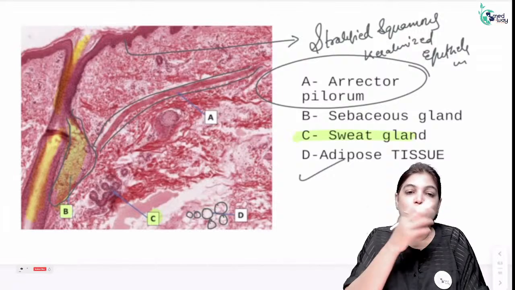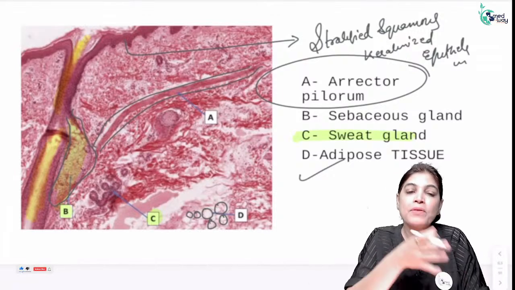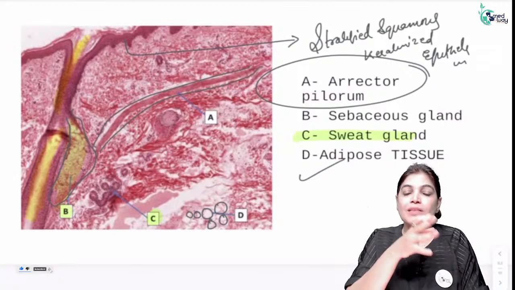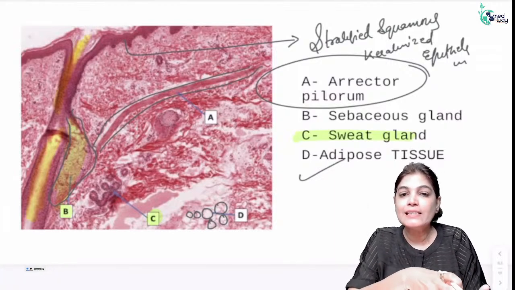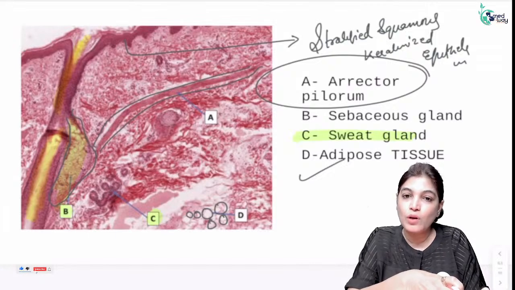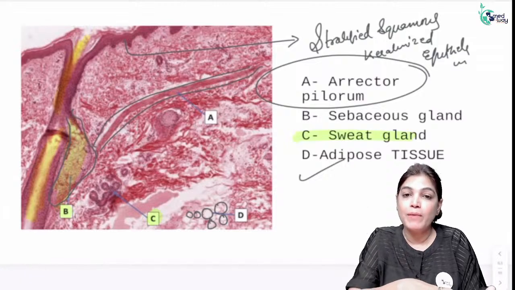So here A is arrector pili, B is sebaceous gland, C is sweat gland, and D is adipose tissue. The sebaceous gland is an example of holocrine secretion, a holocrine type of gland. The sweat gland is an example of a merocrine gland.